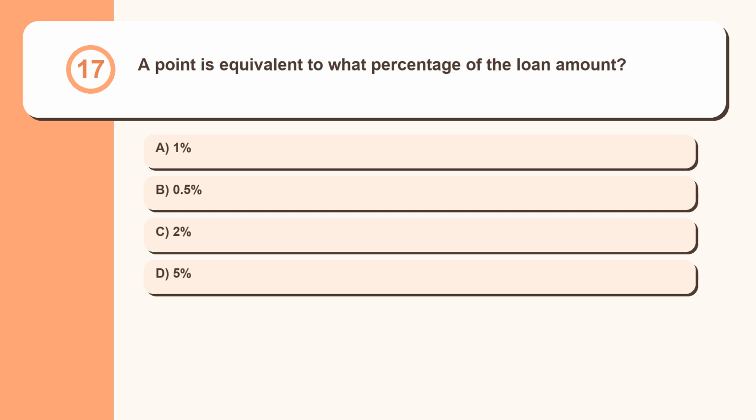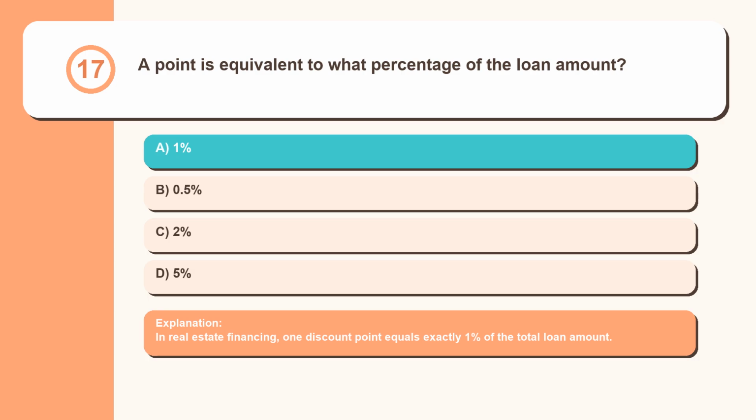Question 17. A point is equivalent to what percentage of the loan amount? 1%, 0.5%, 2%, 5%. In real estate financing, one discount point equals exactly 1% of the total loan amount.